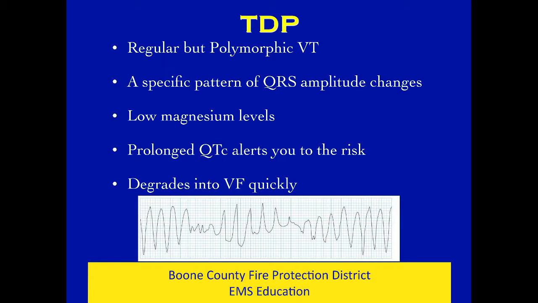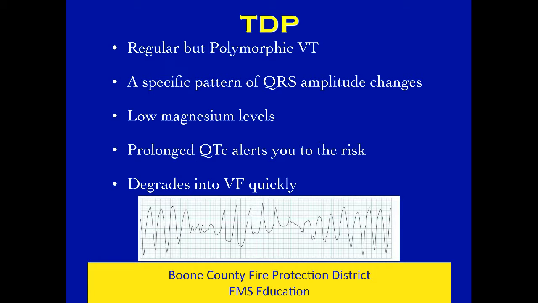Again, torsades is regular, but it is a polymorphic VTAC in a specific pattern where the amplitude of the QRSs changes. Typically, you may have an alert to this if you detect a prolonged QTc. That's one of the main reasons that we include QTc in the measurements of RPM ABC when we analyze rhythms. We're looking for that prolonged QTc. Typically, we say if it's over 450, it's long, but we're considerably worried when it's over 500 and over 550. We're really looking for the magnesium and getting ready to go into torsades.